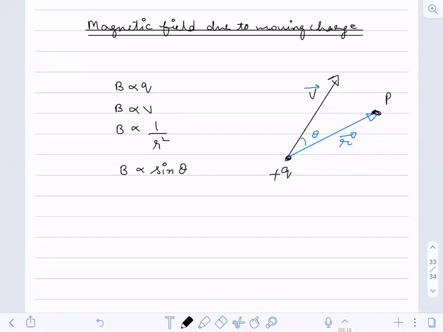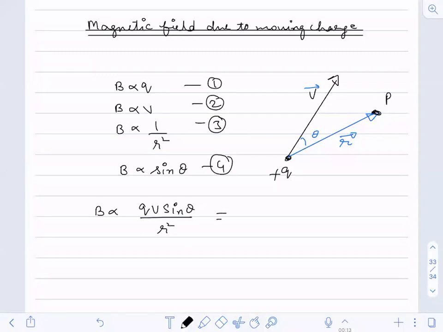Fine. So now, combining all the four equations, if I combine equation 1, 2, 3, and suppose this is the fourth equation, what will I be getting? I'll be getting B is directly proportional to QV sine theta by R square. This is what you will be getting.